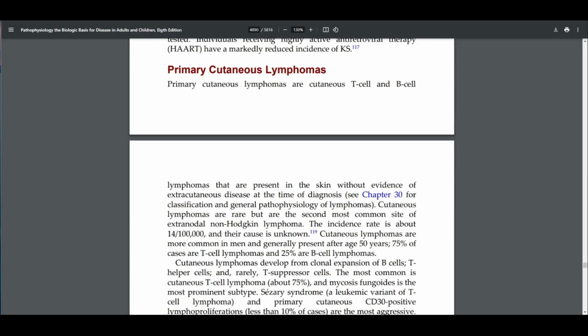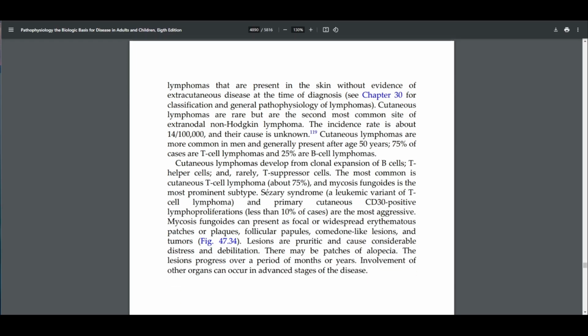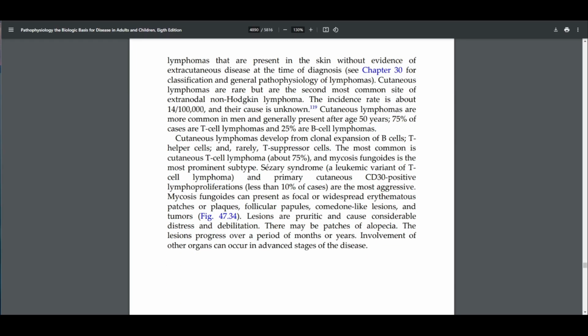Primary cutaneous lymphomas. Primary cutaneous lymphomas are cutaneous T-cell and B-cell lymphomas that are present in the skin without evidence of extracutaneous disease at the time of diagnosis. Cutaneous lymphomas are rare, but are the second most common site of extranodal non-Hodgkin's lymphoma. The incidence rate is about 14 per 100,000, and their cause is unknown. Cutaneous lymphomas are more common in men and generally present after age 50. 75% of cases are T-cell lymphomas and 25% are B-cell lymphomas.